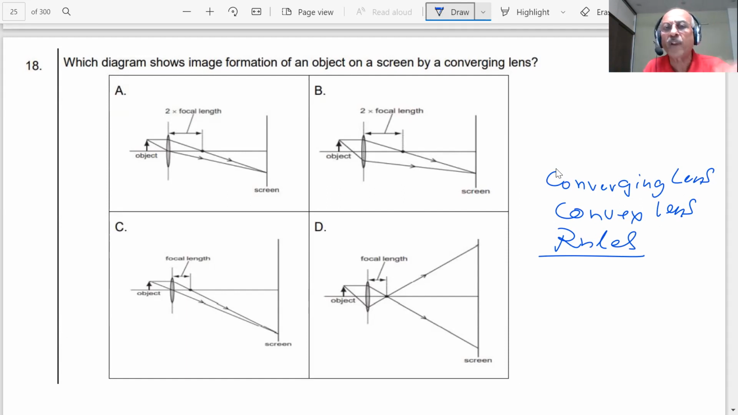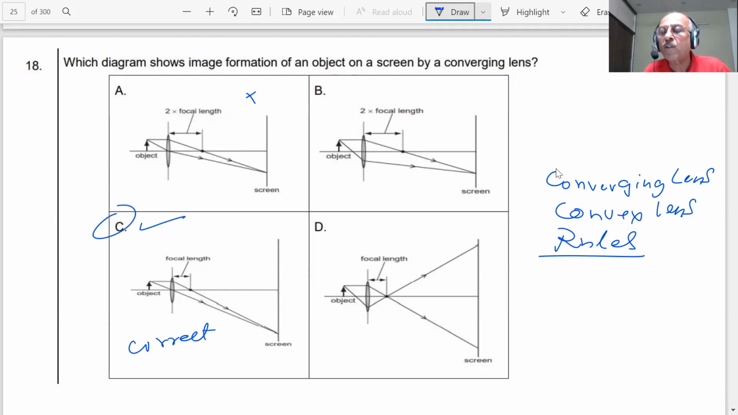This is where the refraction takes place. So we know the first rule: a ray of light which is parallel to the principal axis will pass through the focus. But you can see that here these rays are not aligned, so this is not correct. Here also you see this. And now in this one, the ray which is parallel to the principal axis passes through the focus, yes. And the ray which passes through the optical center goes straight. Therefore, student, C is the correct answer.